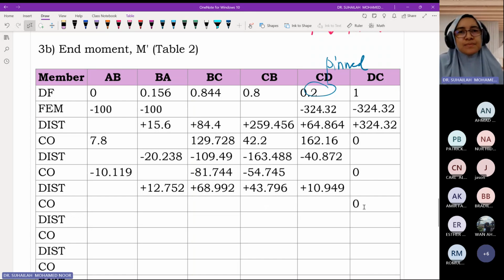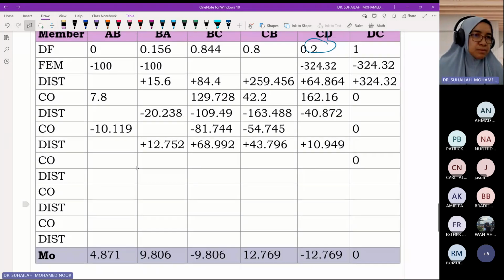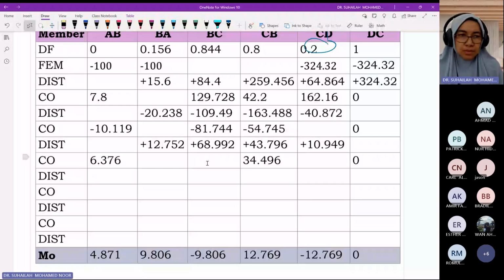This 10.949 carries over 0. Okay, carry over 0. The others divide by 2. 12.752 divided by 2 is 6.376. 68.992 divided by 2 is 34.496. 43.796 divided by 2 is 21.898.